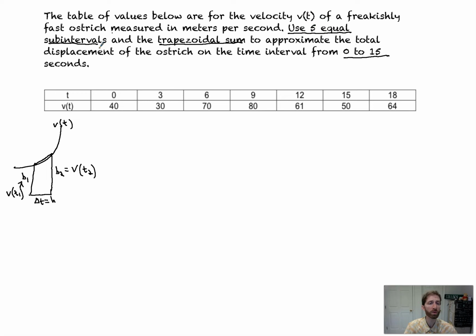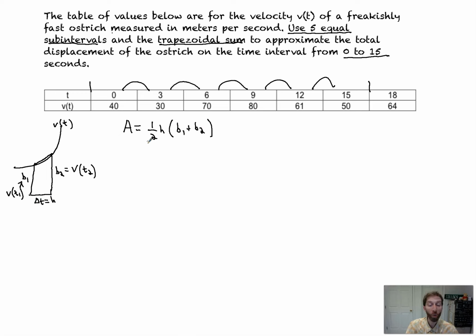If we're using 5 equal subintervals, then we know we're going from 0 to 15, so let's mark that off. The subintervals will each be 3. 15 is the overall width, divided by 5 is 3. So we're going 0 to 3, 3 to 6, 6 to 9, 9 to 12, 12 to 15. Remember that the area of a trapezoid is equal to 1/2 the height, which is delta t, times base 1 plus base 2.